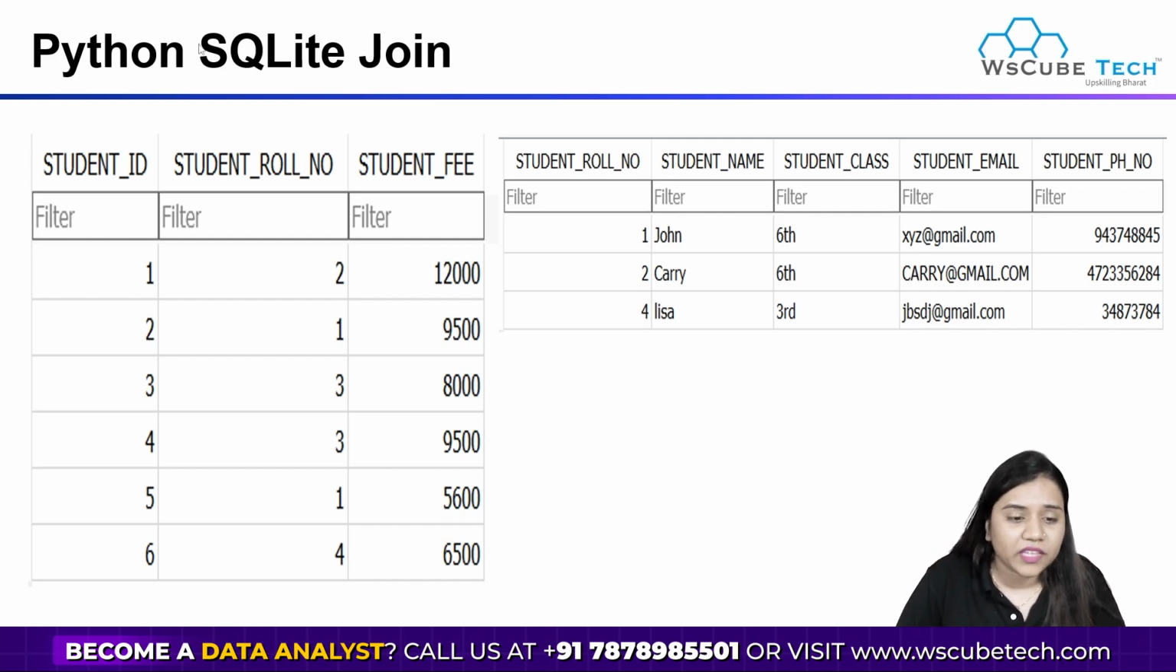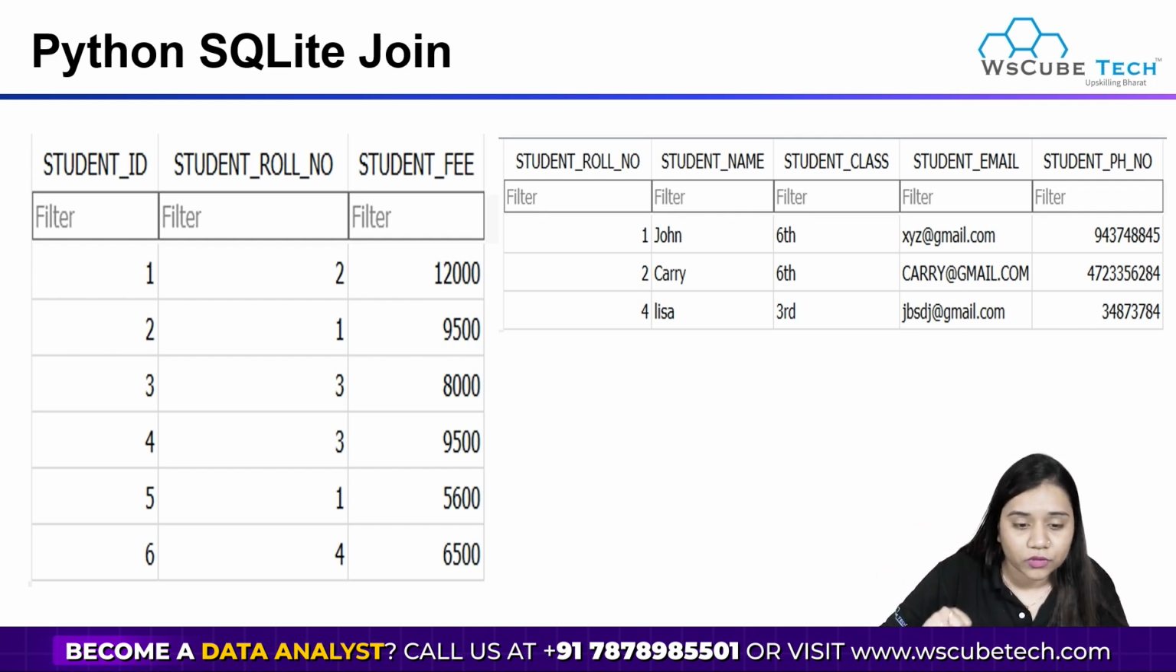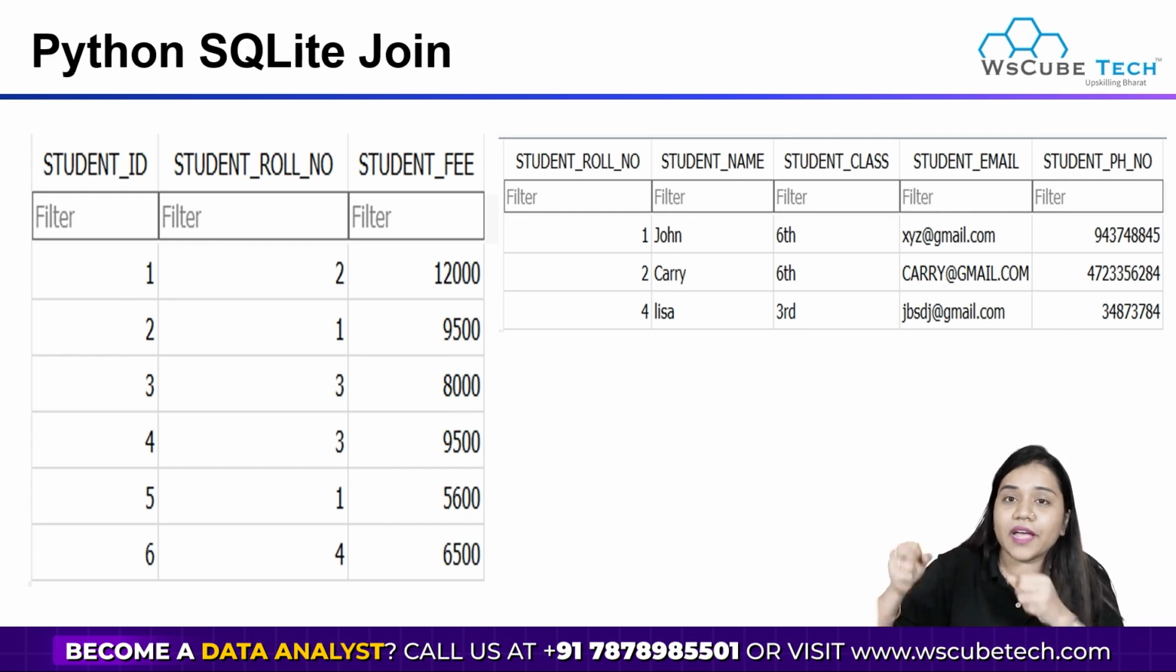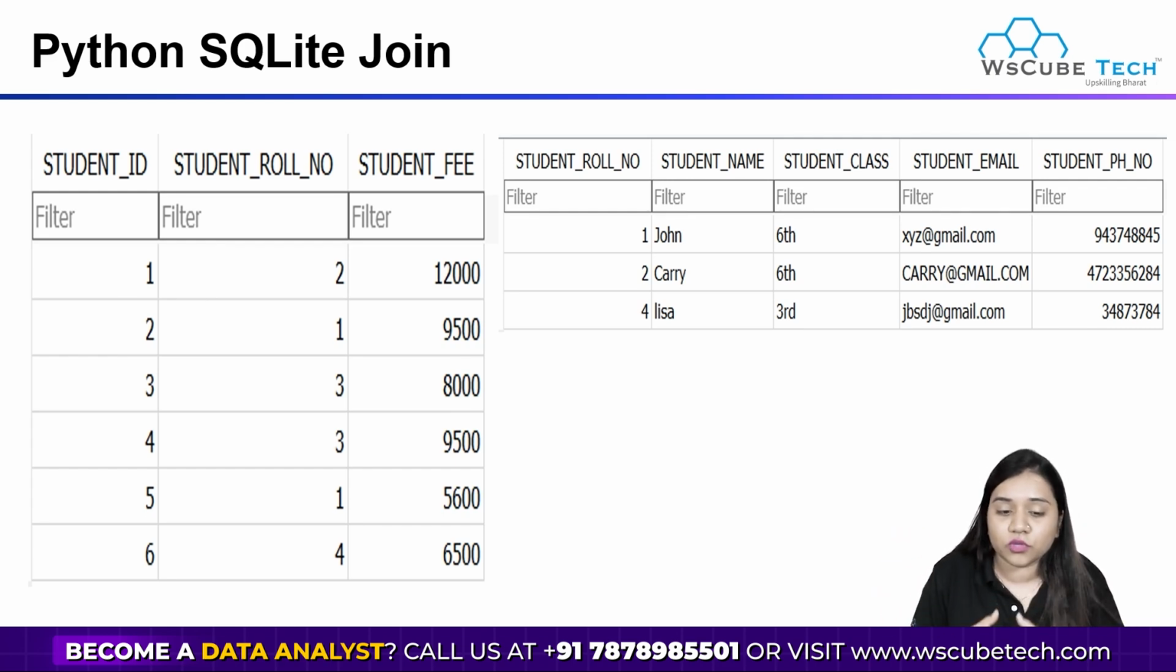Now, you can clearly see that if I look at this file, it would be very difficult for me to understand that roll number 2 has paid 12,000, because I don't know who roll number 2 is. If I completely ignore the other file and just look at this file, I don't know which student has given me the 12,000. So what we can do is merge, or join, both the files. This one has the student name and this one has the student fee. So I want student name, student roll number and student fee. We can merge both of these files.